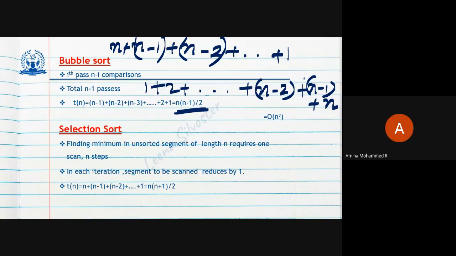So this is n into n minus 1 divided by 2. This is actually the sum of n natural numbers. That's why it is n into n plus 1 divided by 2.